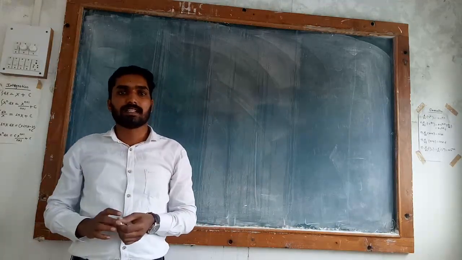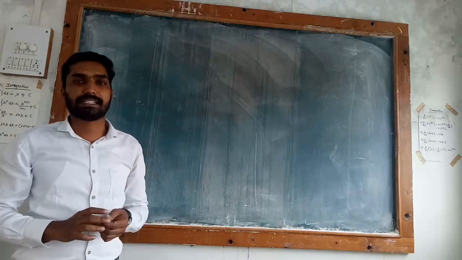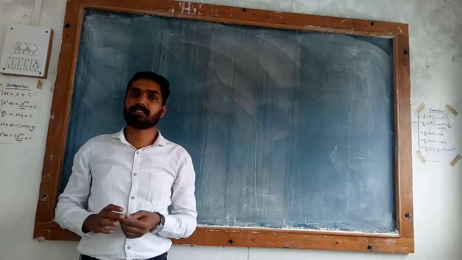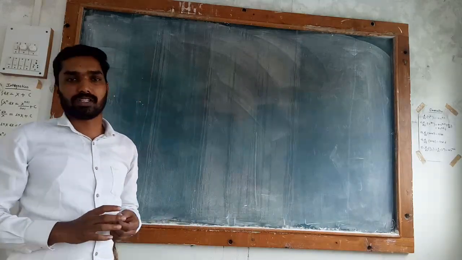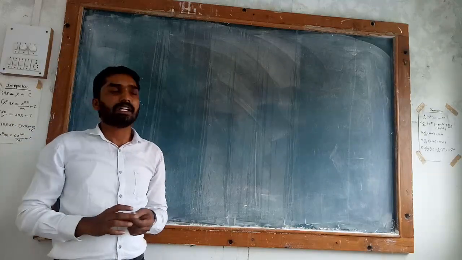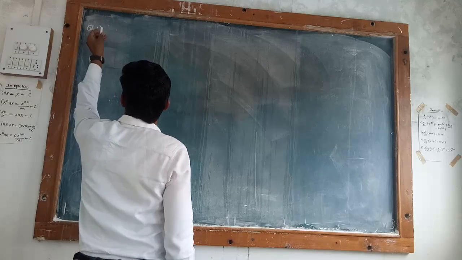Matrix algebra. In the previous lecture we have seen what is meant by the transpose of a matrix and we took two examples on it. Today we will also take one more example on the transpose of a matrix. So let us start with the first example.